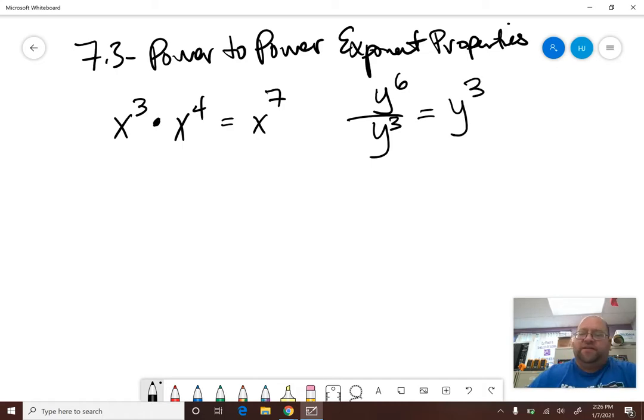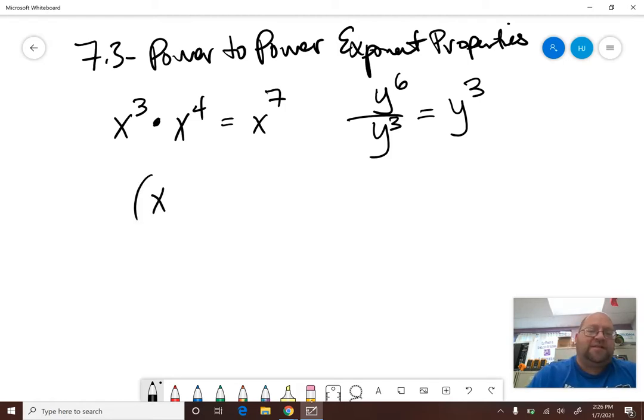So those properties kind of go in line with this too. You actually continue to use them. It's a lot like any other form of mathematics. You just keep building on what you already know. But when we're talking about power-to-power exponent properties, we're talking about something like this. Okay, so let me give you an example here.